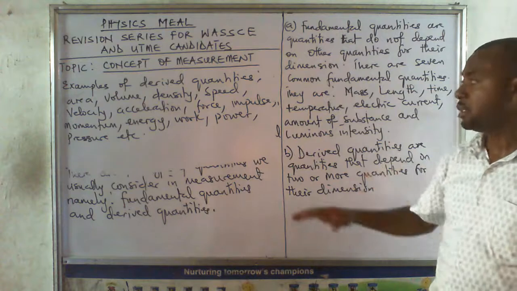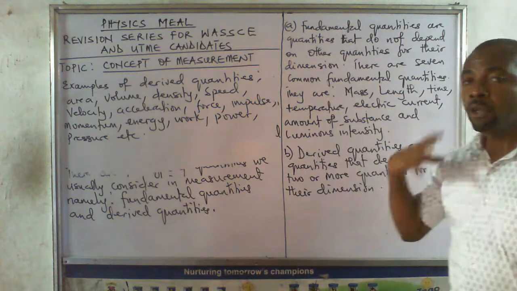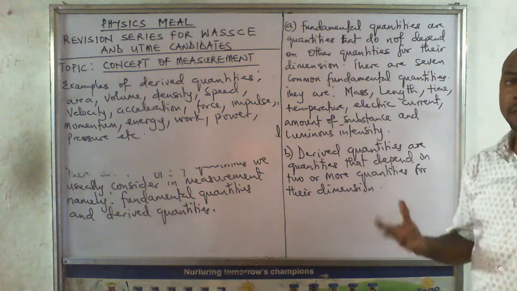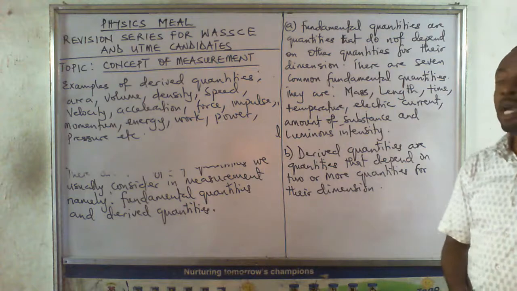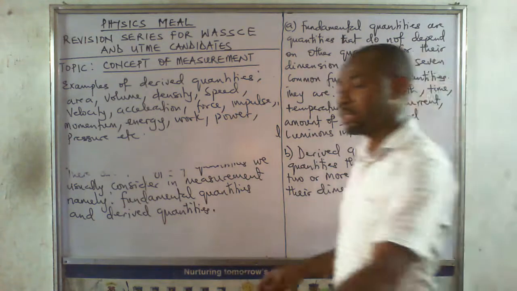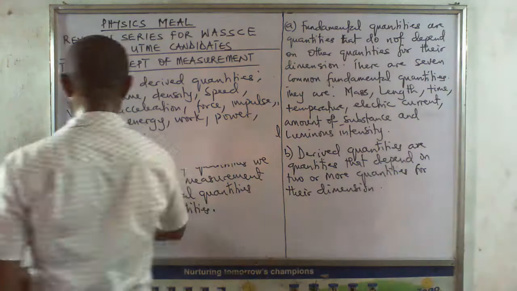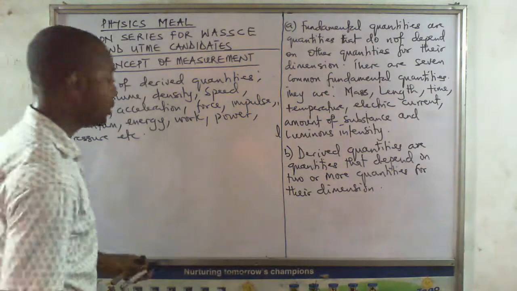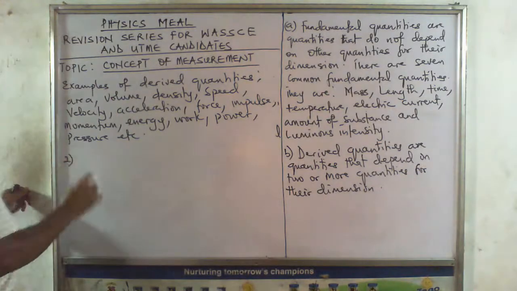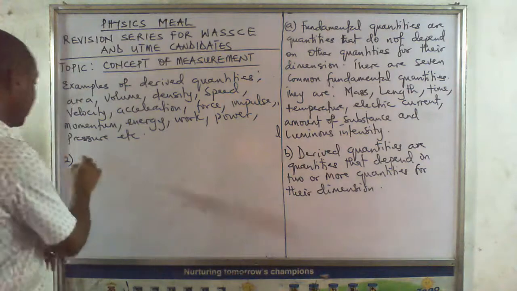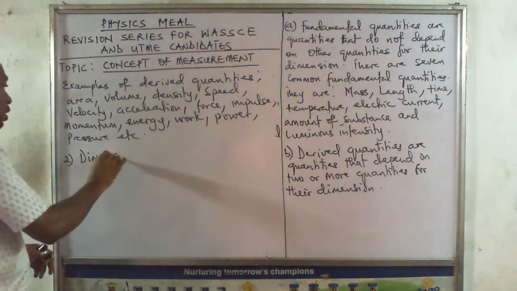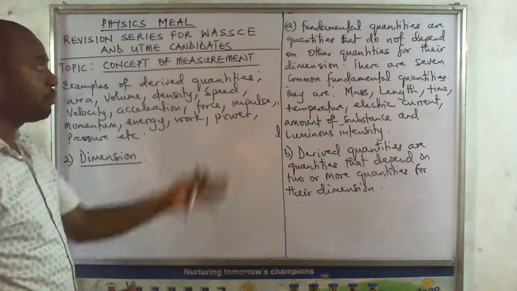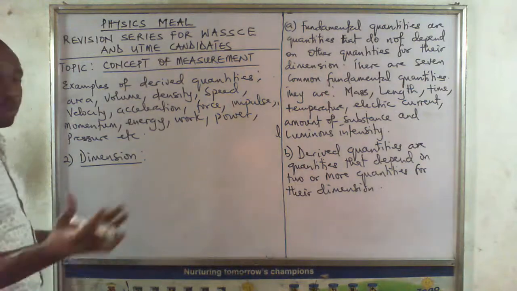So quickly, at least we now know what a quantity is. We now know what fundamental quantities are, and we now know what derived quantities are with examples. Now we have to quickly look at the concept of dimension. The second important term that we usually look at in measurement is what we call dimension. Let me say one thing about dimension before we move to unit.